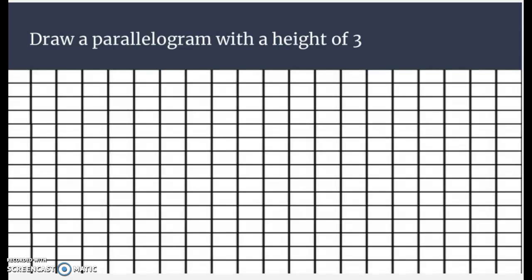Okay, on this one, we're going to do a parallelogram with a height of 3. If you remember, parallelograms have 2 pairs of parallel sides. So we can make this a couple of ways. Put one parallel side there, another parallel side there. Now please note, so far I'm making this 3 units high. Just need to connect the other sides, top and bottom.